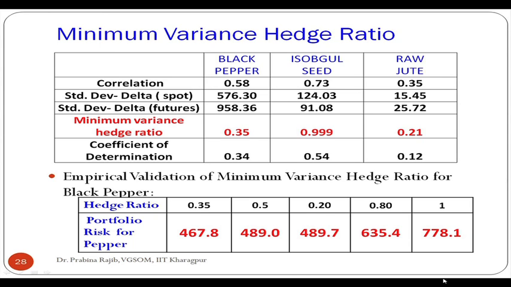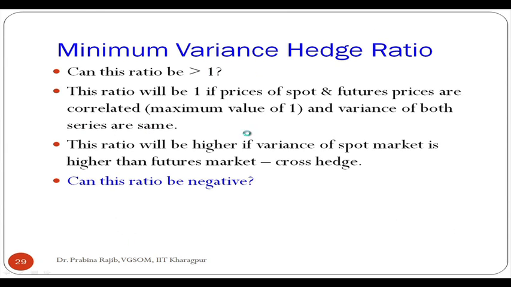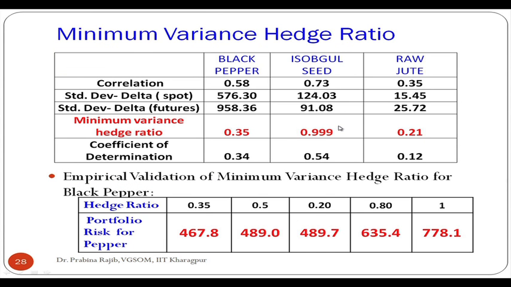But before I go to discussing whether the minimum variance hedge ratio can be greater than 1 or not, let's summarize what we had found out for the three commodity contracts listed at NMC. Let's focus on the details given on the screen. If you recall, black pepper had a minimum variance hedge ratio of 0.35, isabgol seed had 0.999, or equivalent to 1, and raw jute has 0.21, with the coefficient of determination respectively given.